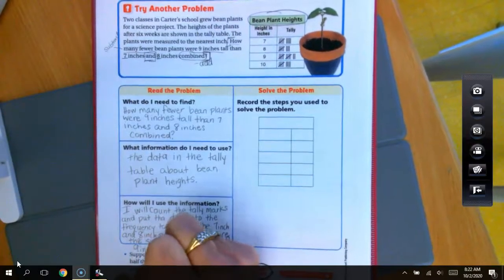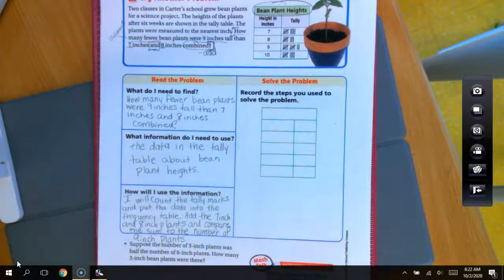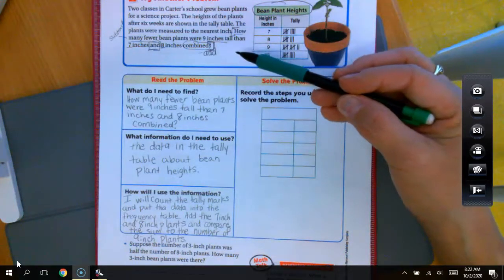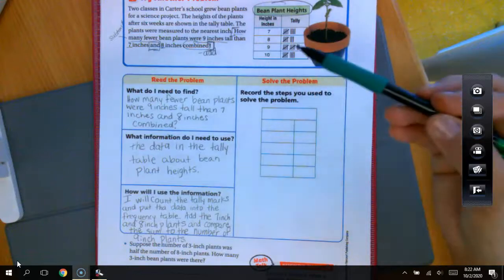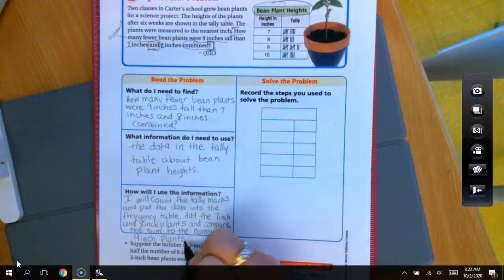All right, boys and girls, I know that was a lot to write. But I want you to be able to understand how we have to go through these steps in order to solve this problem, especially since it's a 2-step problem. So go ahead and continue to write. I'll give you one more minute.